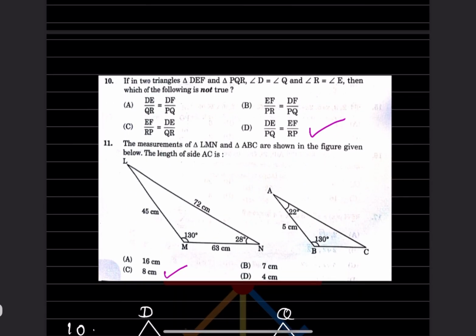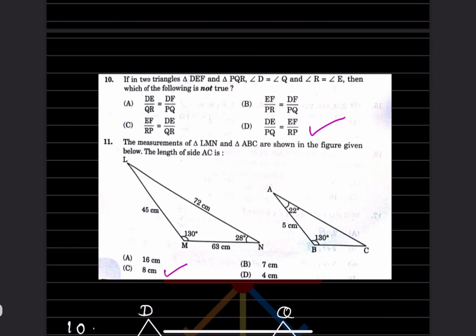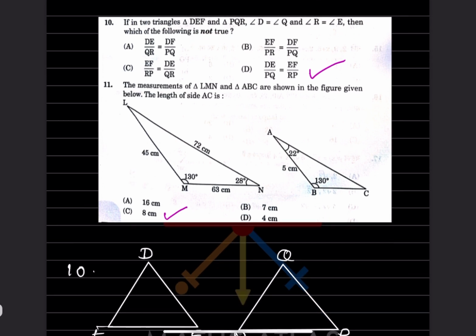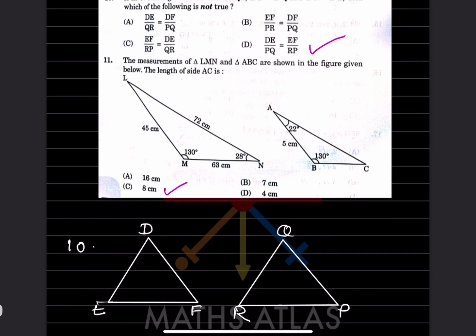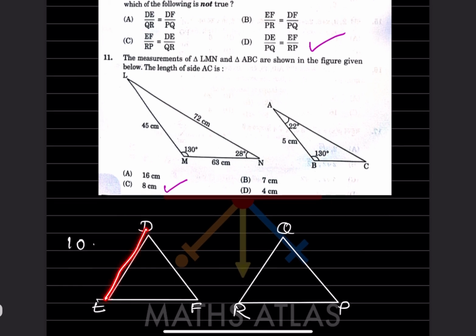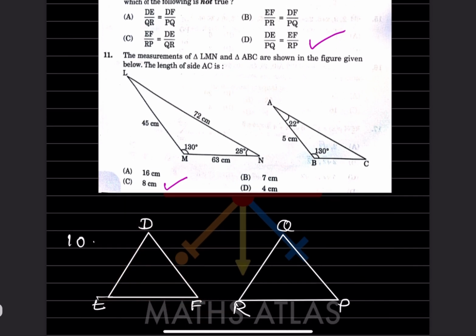If in two triangles DEF and PQR, angle D is equal to angle Q and angle R is equal to angle E, then which of the following is not true? This word not is used. So now roughly I have drawn, because they say DEF. If we are drawing here D, starting from here DEF, the same thing we will go from here.